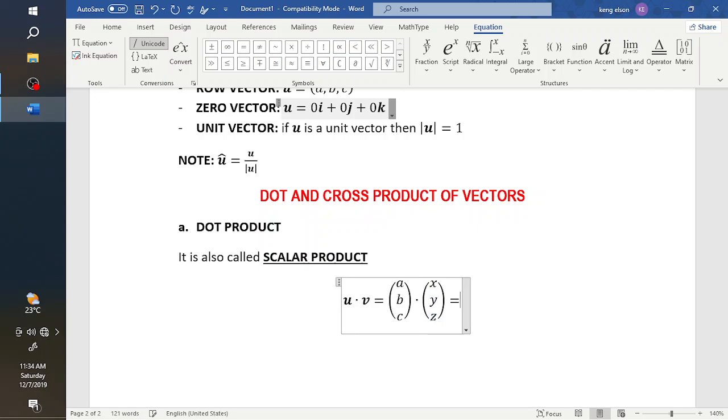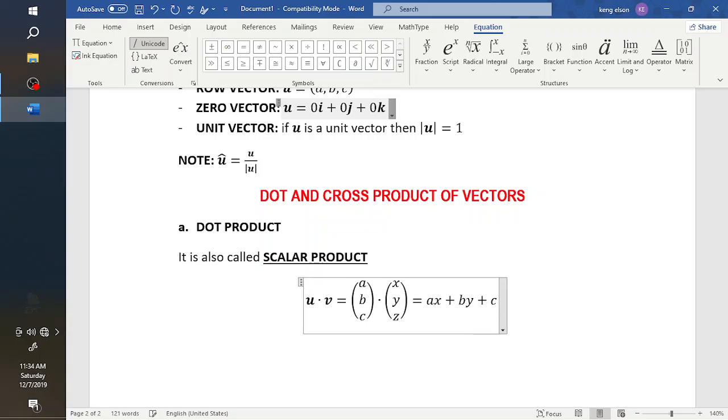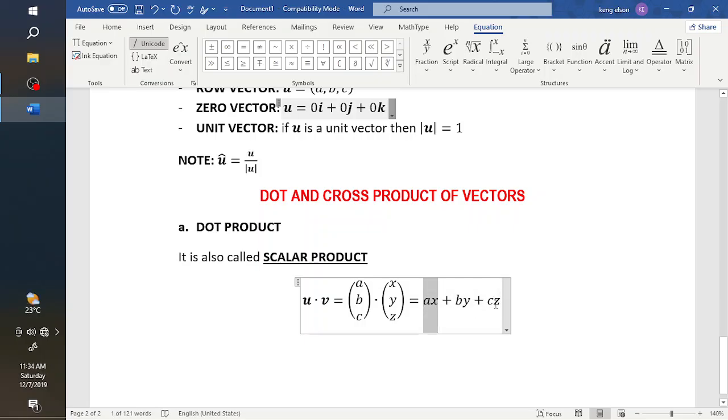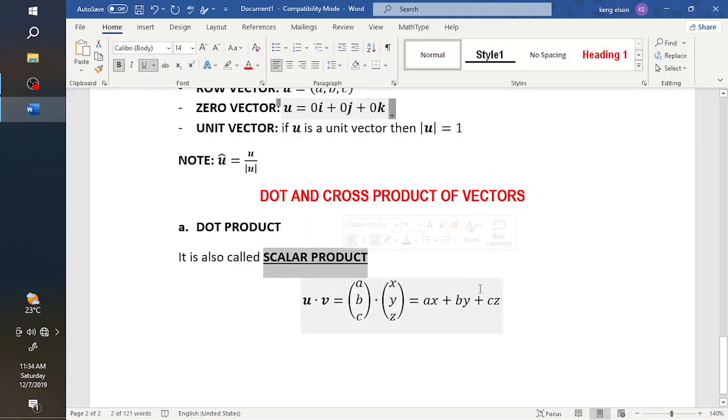So how do I get the dot product of 2 vectors? I write the 2 vectors in their column form, multiply their corresponding components and add the results. So I have a times x, and my answer is a times x plus b times y plus c times z. That is my answer. It gives us a scalar because ax, by and cz are all scalars, and when I add up scalars I get a scalar. That is why we also call the dot product the scalar product.